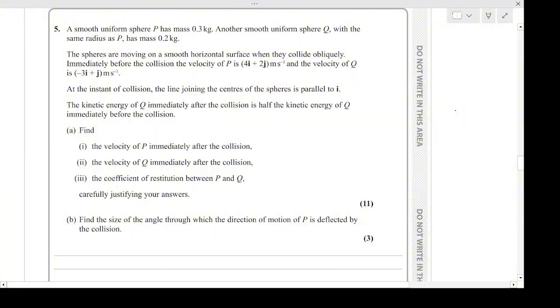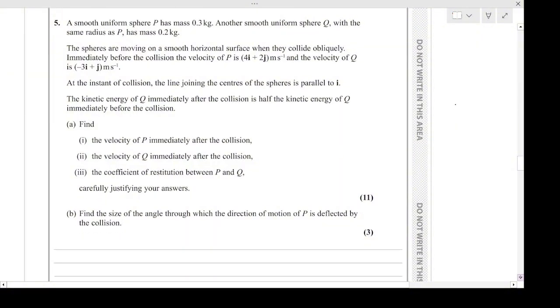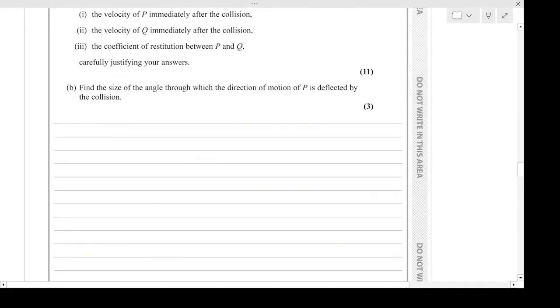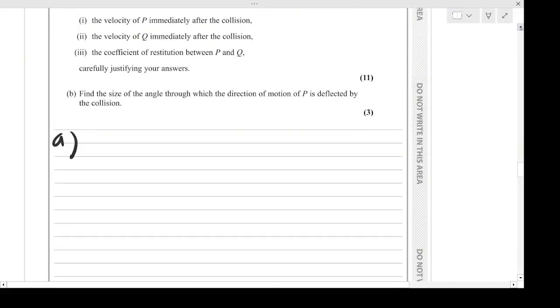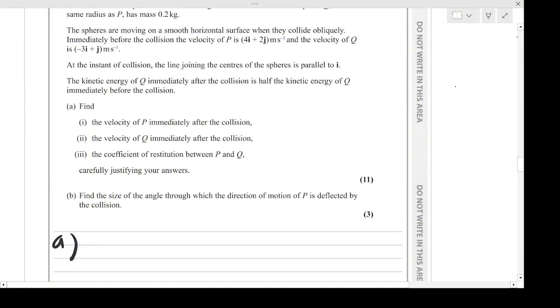Now, what we have here is oblique collisions with two spheres. Because it's in vector form, it's really nice, because when we're dealing with vectors with 2D collisions of two spheres, we can literally just use formulas. I don't even need to draw a diagram. The equations will tell me everything, so I can use the equations.